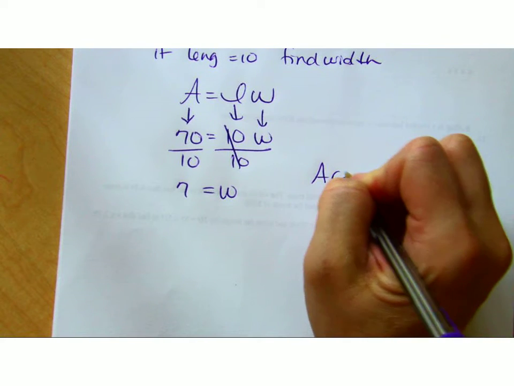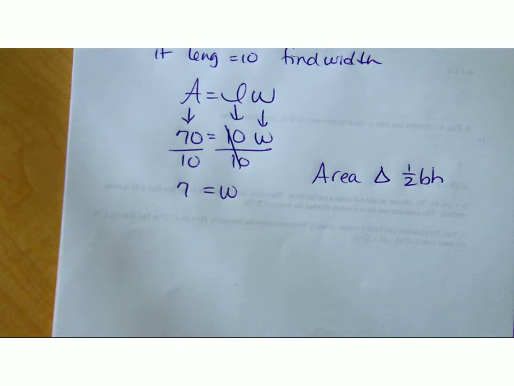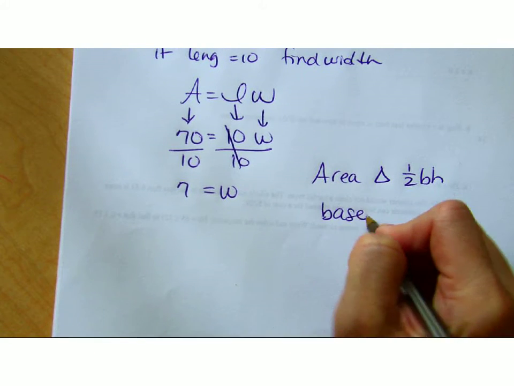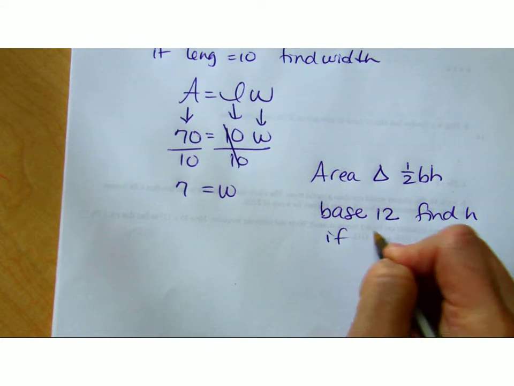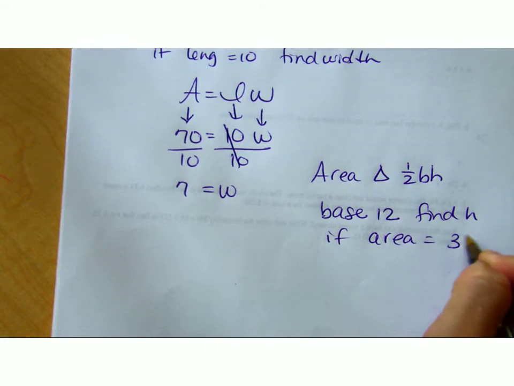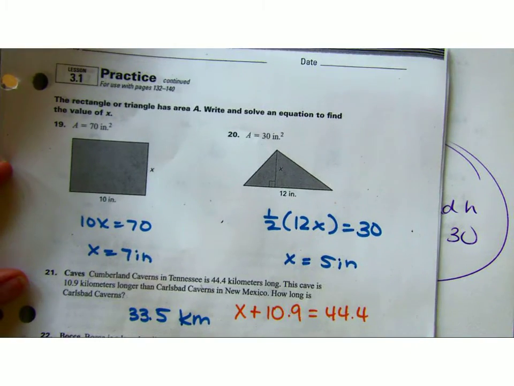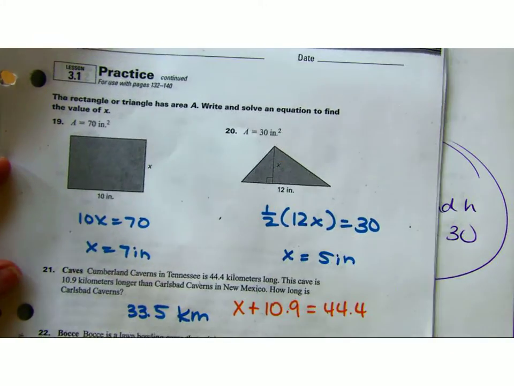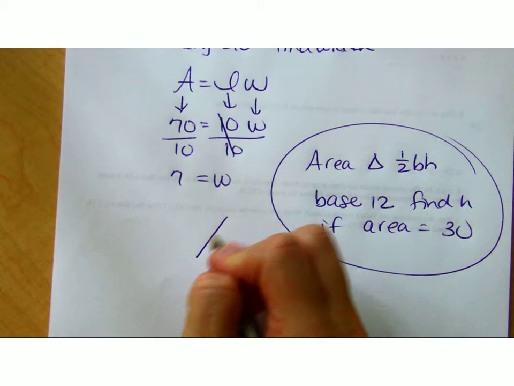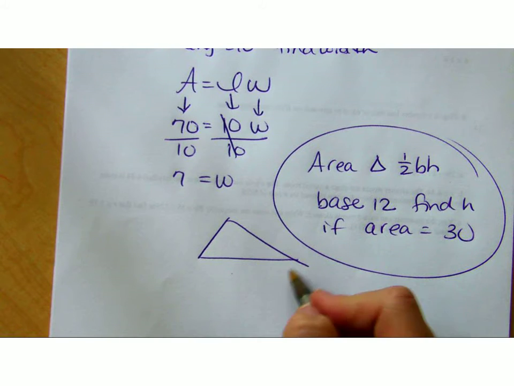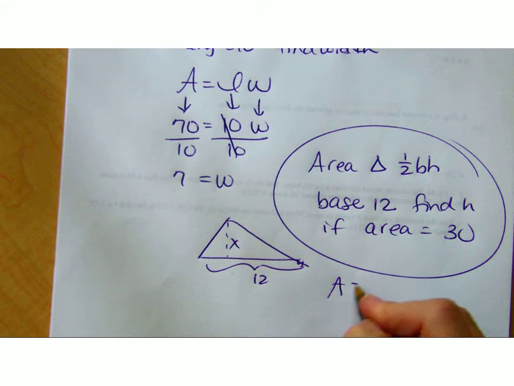You also need to know that the area of a triangle is half of that base times the height. So I might say, if the base is 12, find the height if the overall area is 30. Okay? It's a whole lot nicer when they give you a picture of a perfect little rectangle or triangle and the X here. It's a little harder to figure out with just the words. So you know what? Draw a picture if you want. Here's the triangle, here's the base, here's the height, and here's the area.